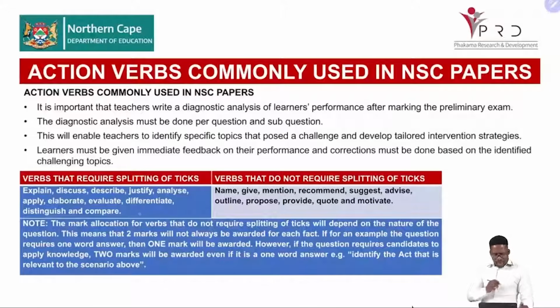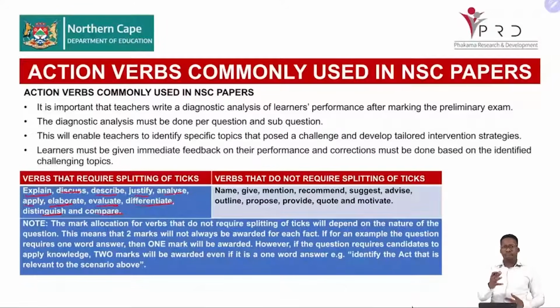So, some of the words that learners can expect in the exam is the word explain. When you explain, it is no longer on level 1, it is level 2. Learners must explain. Learners should be able to discuss, describe, justify, analyze, apply, elaborate, evaluate, differentiate, distinguish, and compare. So these are the words that learners should familiarize themselves with.